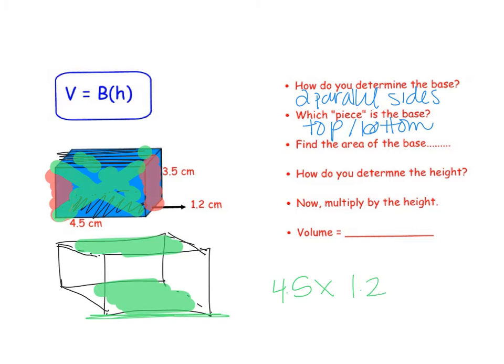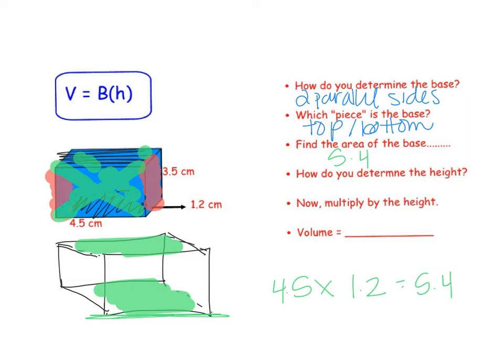So in order to find the area, I'm just going to go ahead and grab a calculator, and I am going to multiply 4.5 times 1.2. And the answer to that is 5.4. So I'm going to plug that into my formula. The area of the base is 5.4.